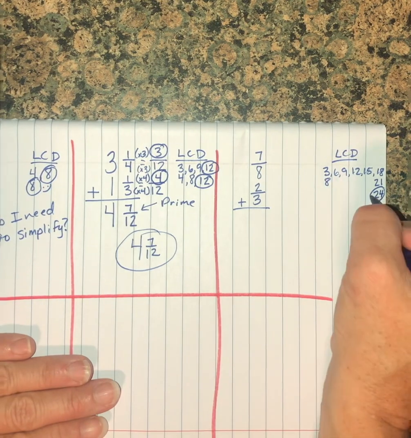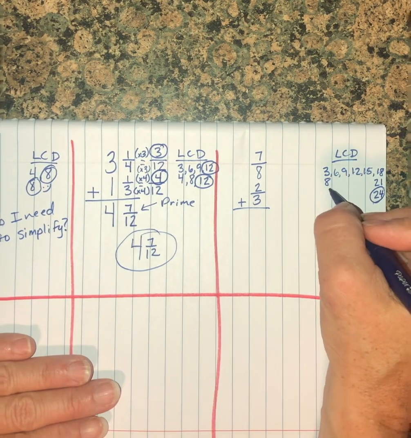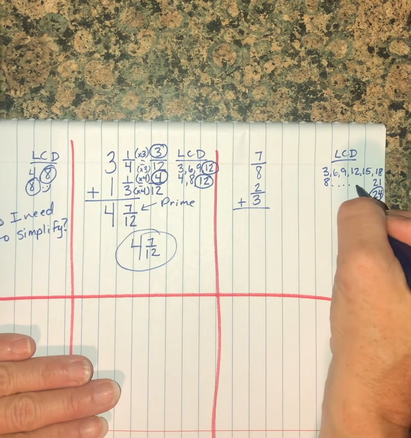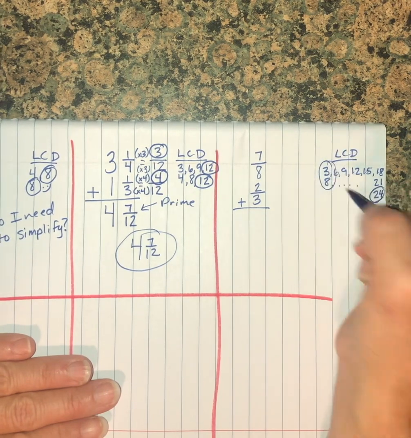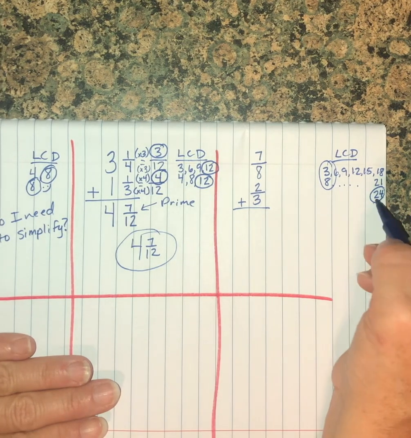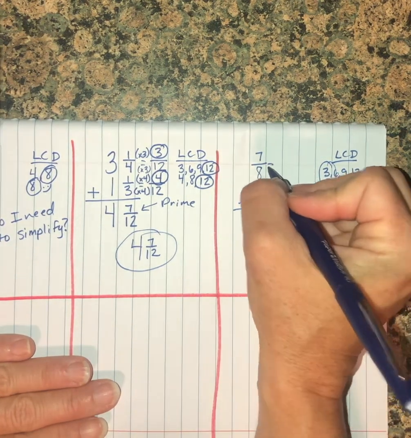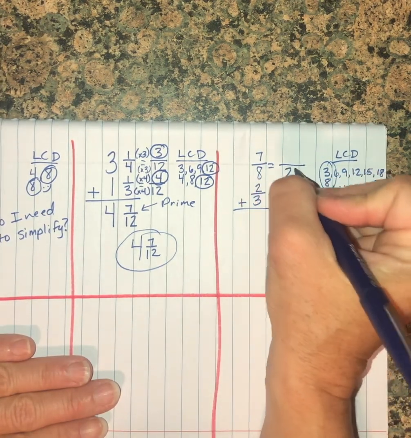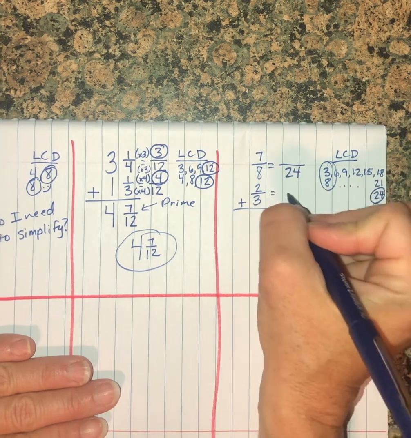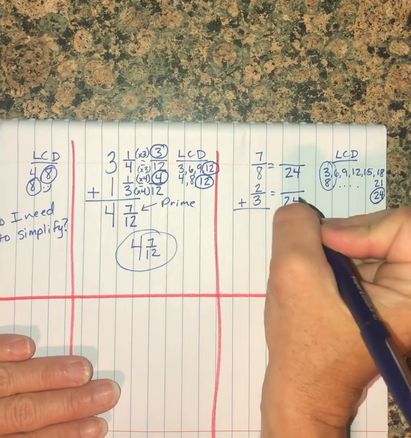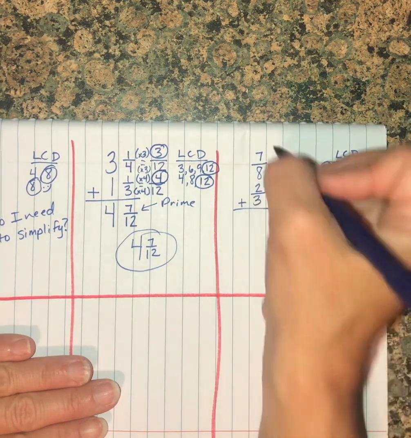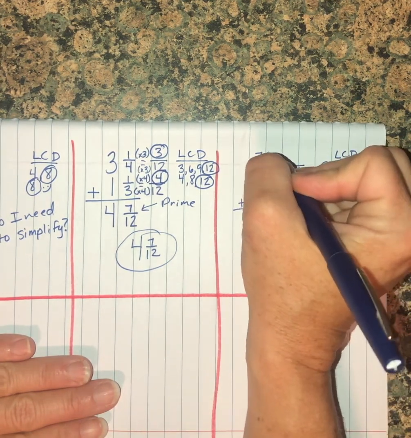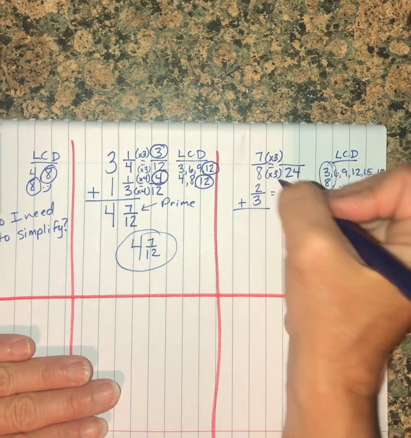And I know 3 times 8 is 24, so if you want to skip doing all these when it's a product of the two numbers together, it doesn't make sense to list them out. So both of these have to be 24ths, like this. I know 8 times 3 is 24. So I'm going to do to the top what I did to the bottom.